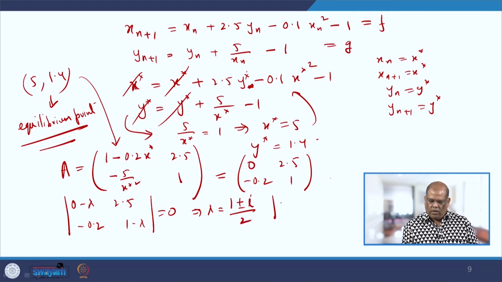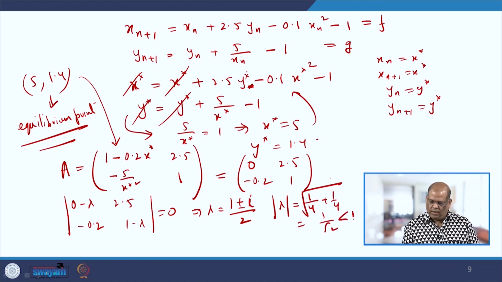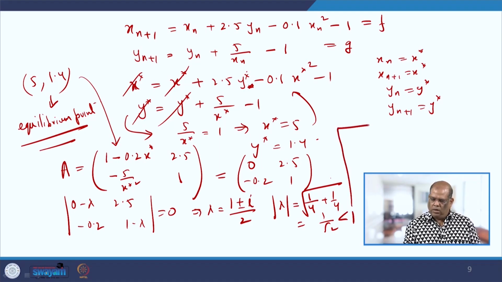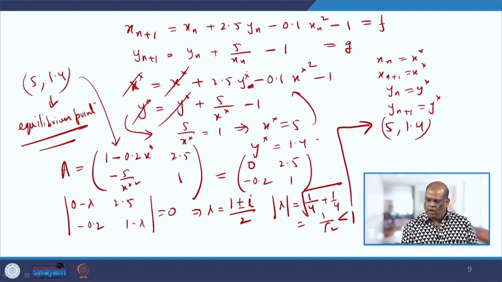If you take the modulus of this, then it is equal to square root of 1 by 4 plus 1 by 4, which is 1 by root 2, and this is less than 1. So, this implies that the equilibrium point 5, 1.4 is stable. And to be more precise, it is a stable spiral or stable focus.